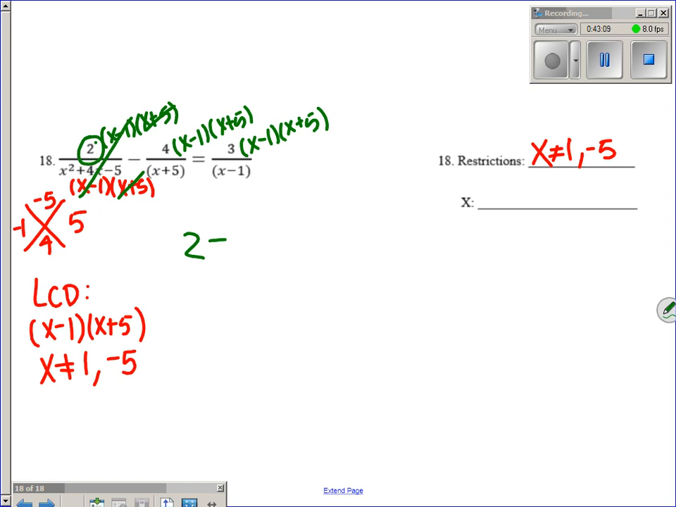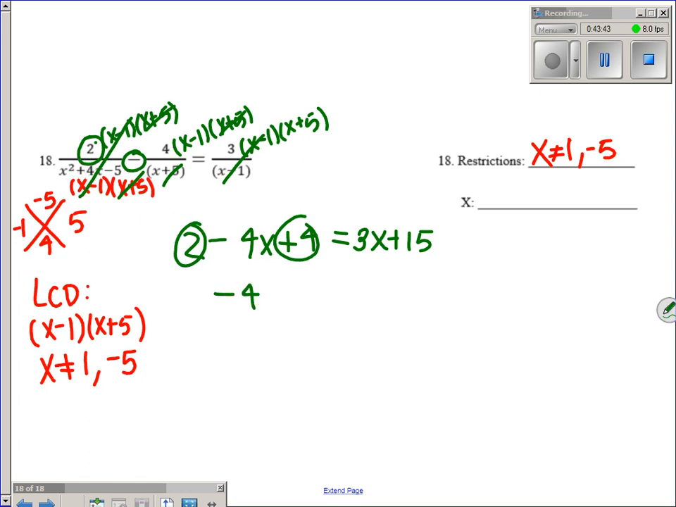minus, here we can cross out the x plus 5, so we're left with 4x minus 1, but don't forget this is a minus, so it's minus 4x plus 4, because you have this negative, it's really saying -4 times -1, which makes positive 4. And then on the last one, we can cancel out the x minus 1s. So we're left with 3 times x plus 5, which becomes 3x plus 15. At this point, we can just combine our like terms. So we have -4x plus 6.